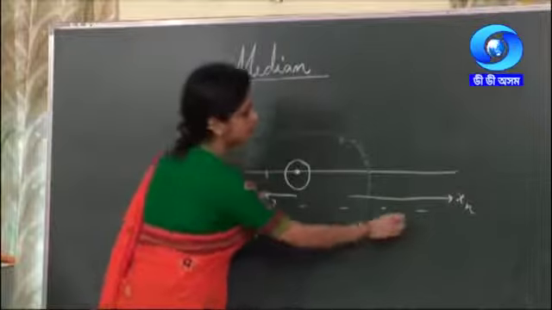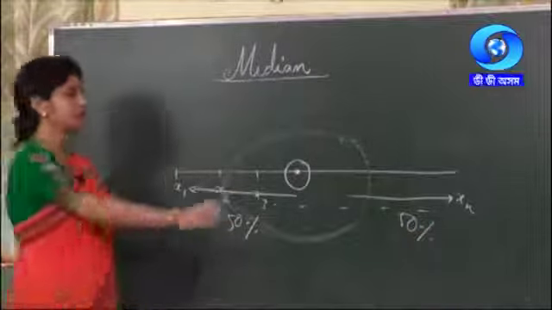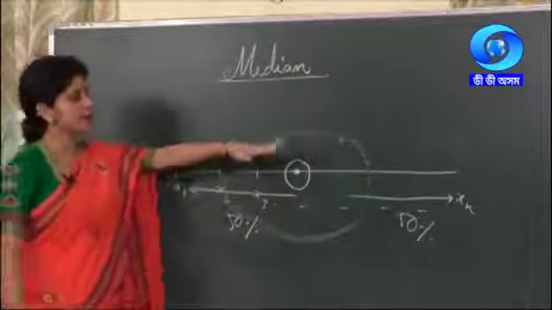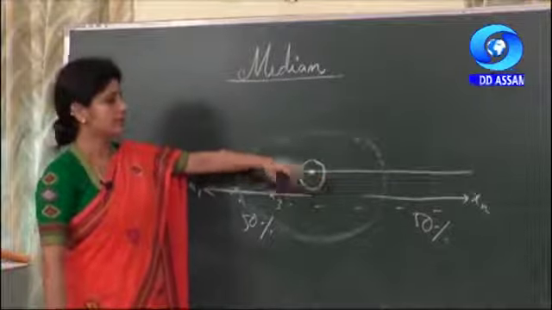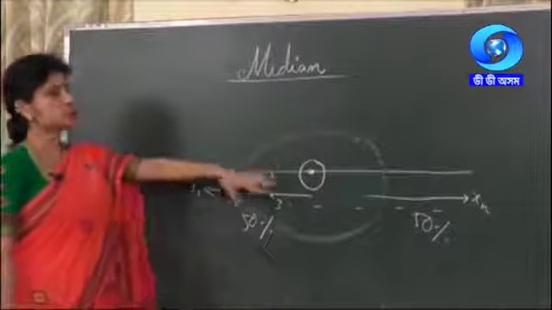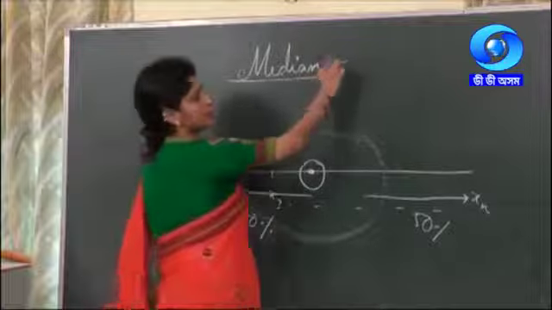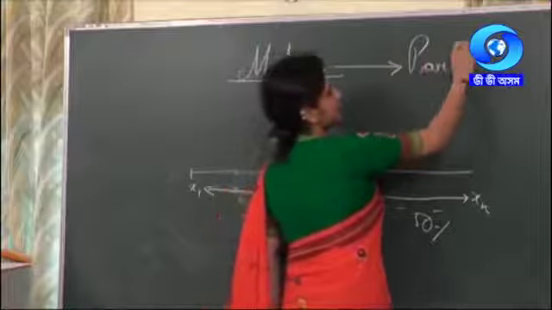Below median 50%, above median 50%. All right, so median is nothing but the middlemost value. The measure that is known as median. All right, so median is also sometimes referred to as a partition value.